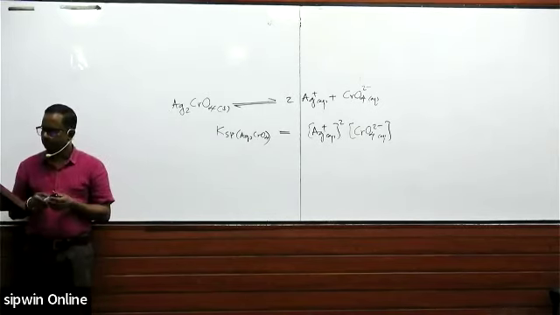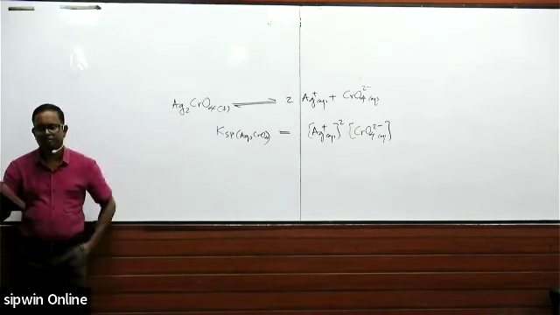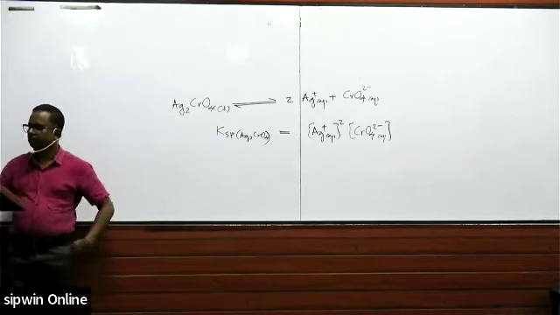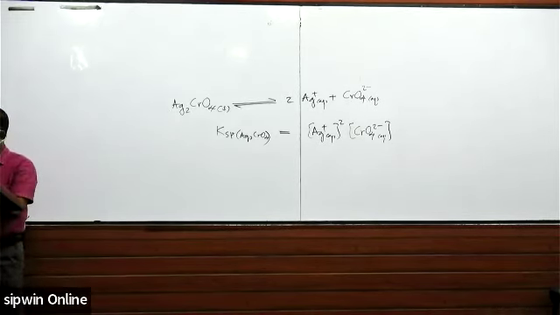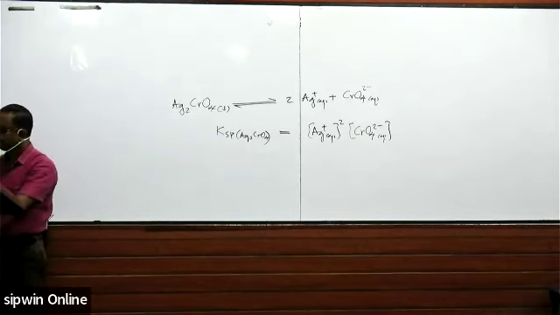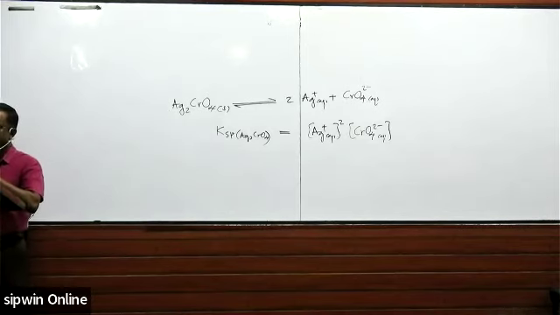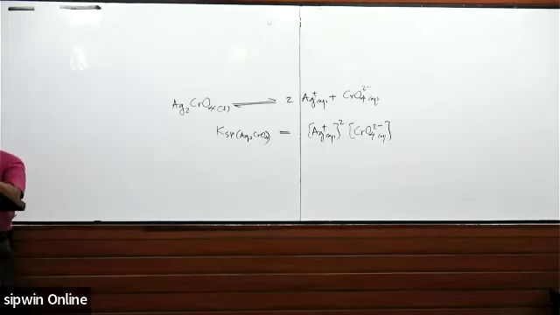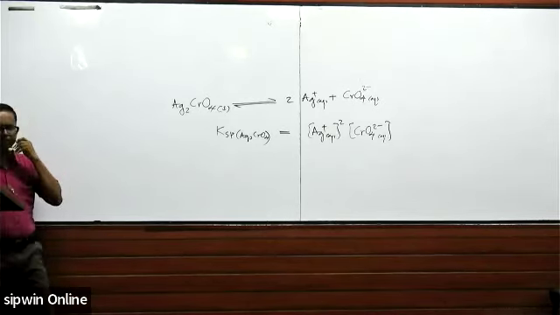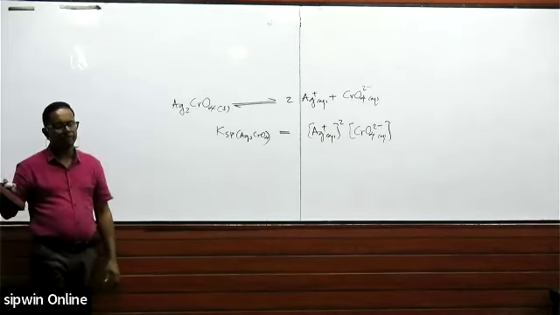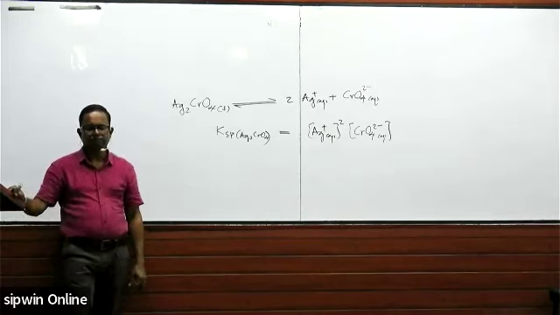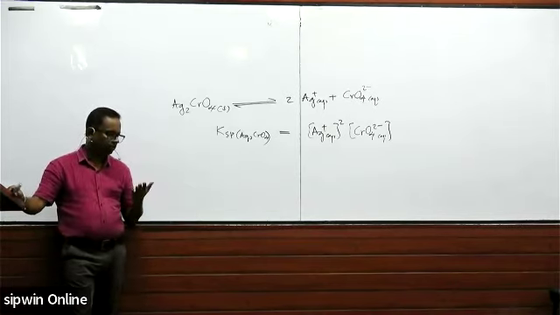Below this, an asterisk mark. This Ksp concept applies only for the sparingly soluble strong electrolytes. Sparingly soluble strong electrolytes.